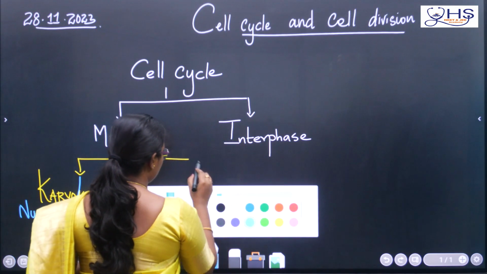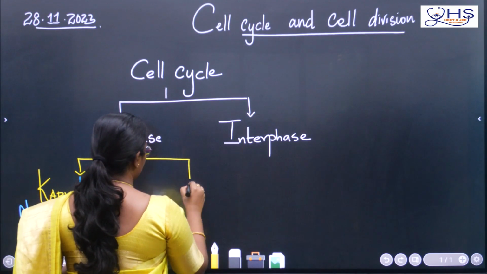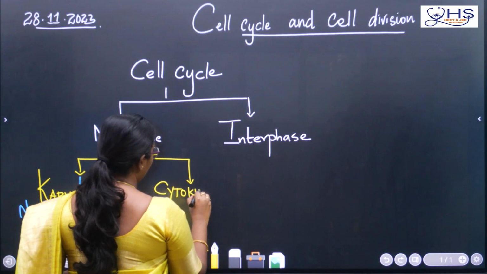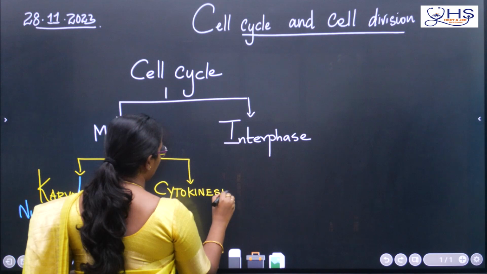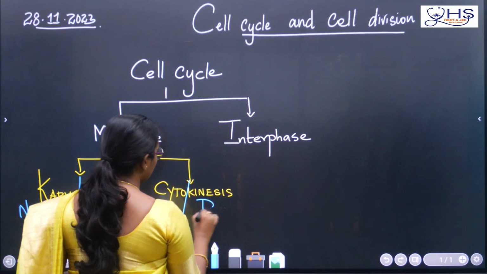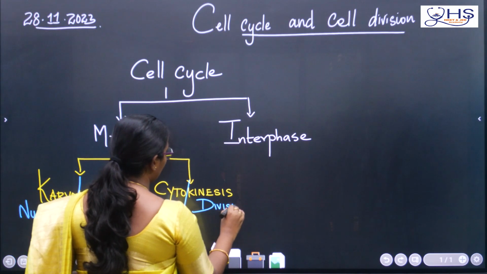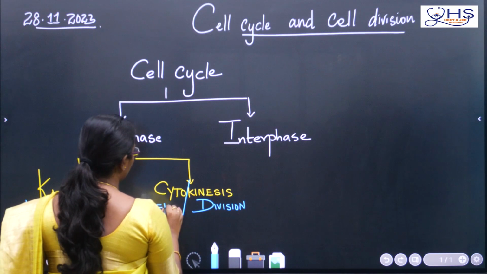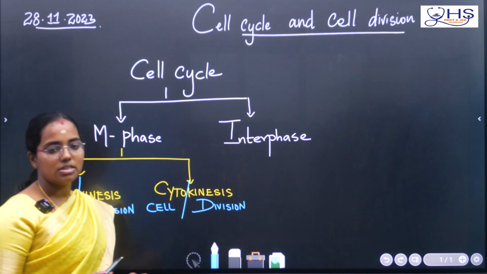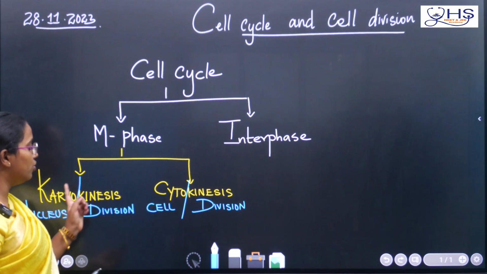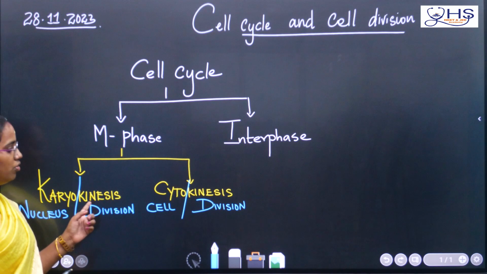Whereas the another phase is called cytokinesis. We can divide the word into two, cyto and kinesis. Kinesis means division, and cyto means cell or cytoplasm. So the cytoplasm division is called cytokinesis, and the nuclear division is called karyokinesis.